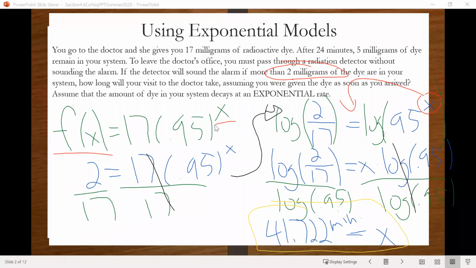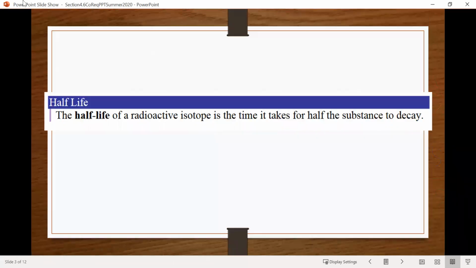All right, moving on. Let's talk about half-lives. So the half-life of a radioactive isotope, but really of anything, is the time it takes for half the substance to decay. So basically, if you start with an amount, it's the amount of time after which you'll have half of that left. If you think about a liquid in, say, a beaker or a cup that's evaporating, the half-life would be the amount of time it takes to get to half of what you started with. And in the case of something evaporating, that's probably going to take a while.